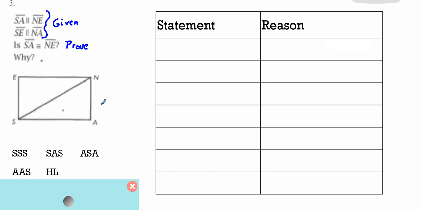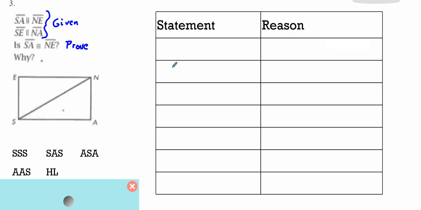So if you want to try this by yourself without me walking through it, feel free. You can just hit pause right now and try the proof on your own. If not, if you just want to follow along, you can do that too.